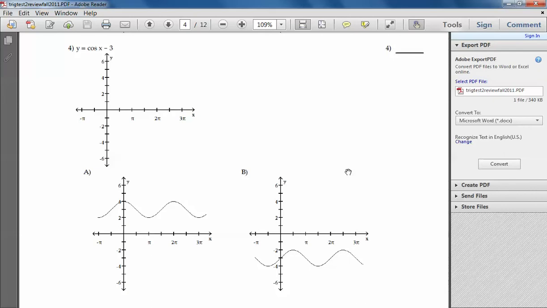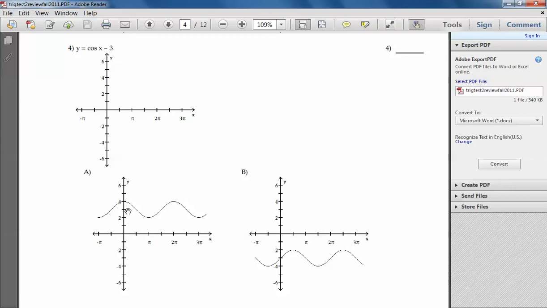Alright, y equals cosine of x minus 3. So we need to know what the cosine graph is going to look like. And then minus 3, that's going to shift the graph down 3 units. So that doesn't change the amplitude. The amplitude is still 1. It's just everything is going to be shifted down 3 units.